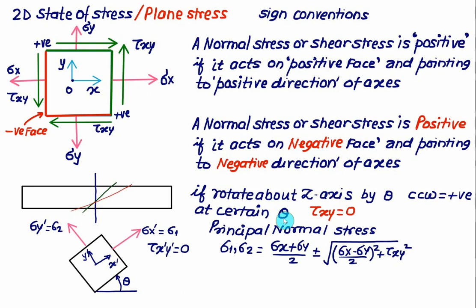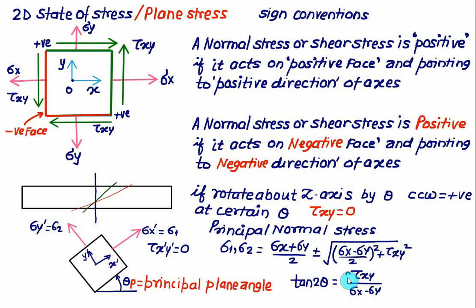So this will happen at a particular angle equal to theta. That angle is called the principal plane angle. So this plane angle, theta p, is called the principal plane angle. And we can calculate the value of the principal plane angle using the relation tan of 2 theta p is equal to tau xy divided by (sigma x minus sigma y) divided by 2. So 2 will come in the numerator.